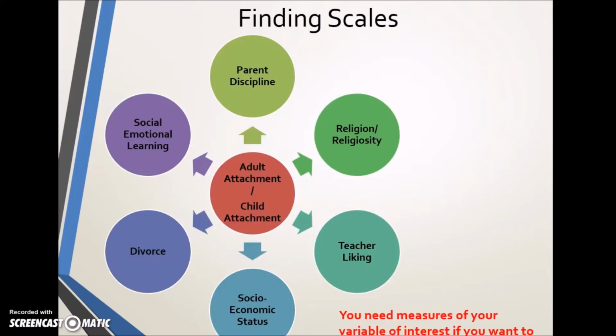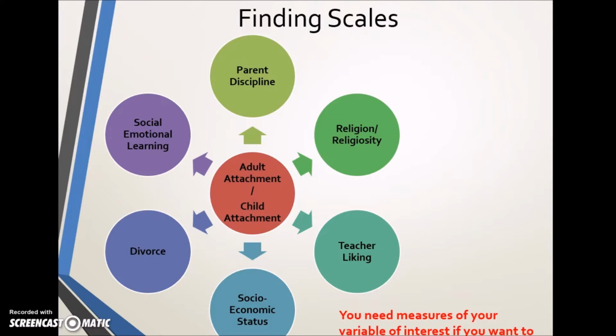All right, so first, about finding scales. Here are a couple of variables you might be interested in in relation to child or adult attachment. A lot of people have talked about being interested in looking at divorce's effects, parent discipline, child temperament, and parent temperament. So there are a lot of different variables you might be interested in. You're doing these annotated bibliographies, combining all these materials, thinking about how they connect, and you're going to write about that in a paper.